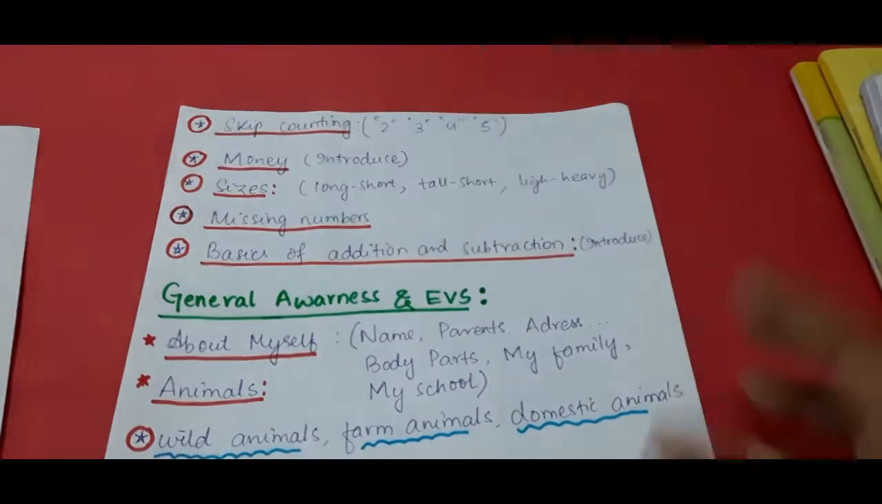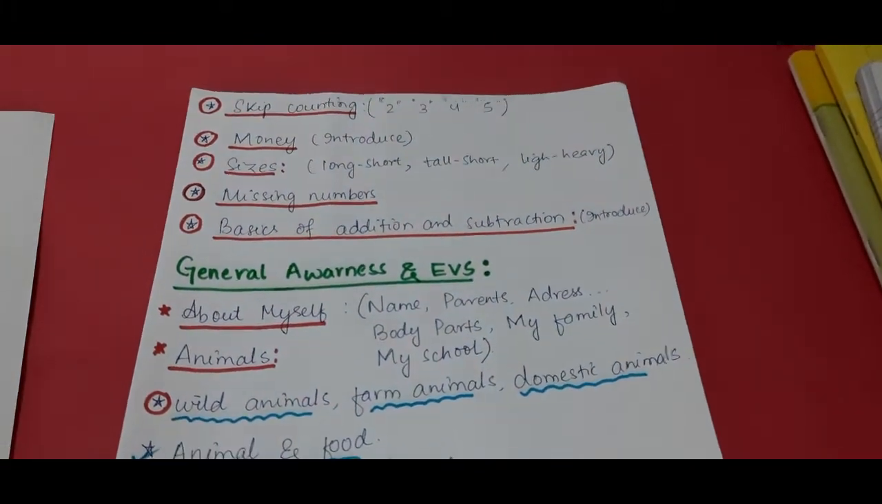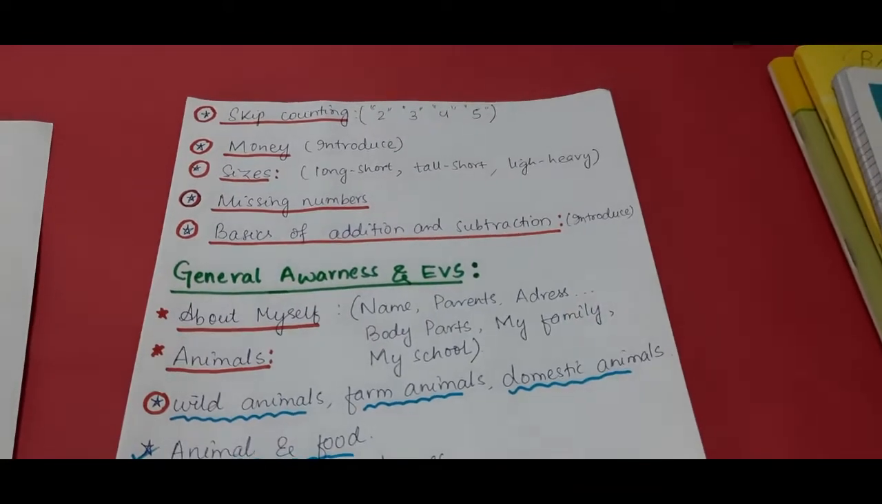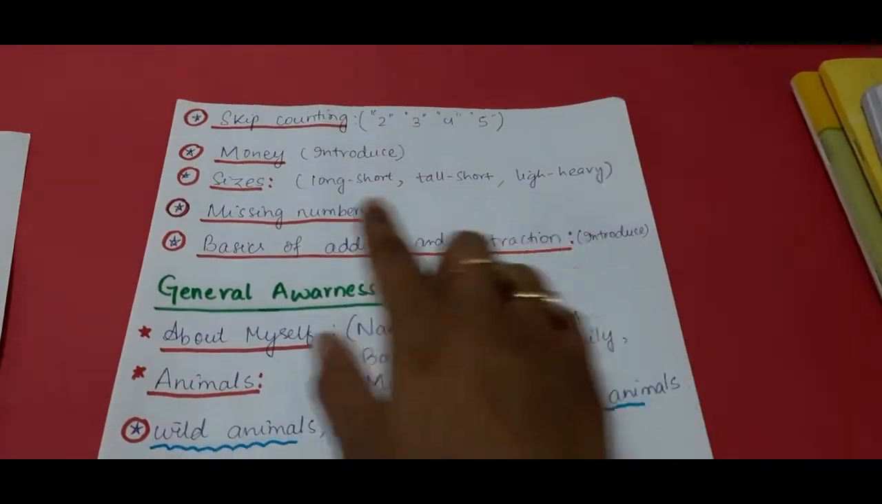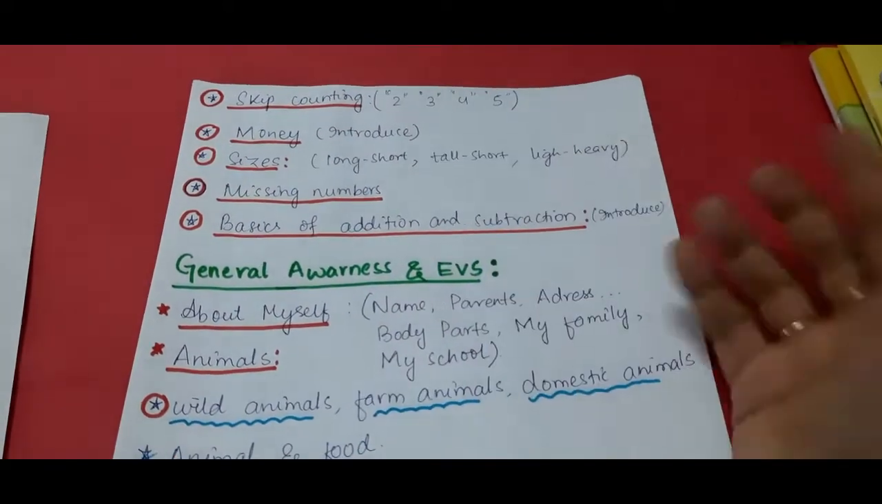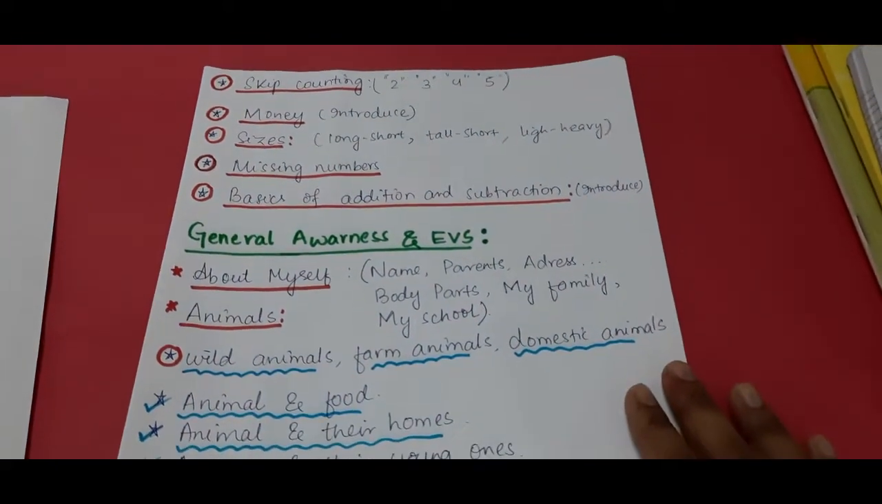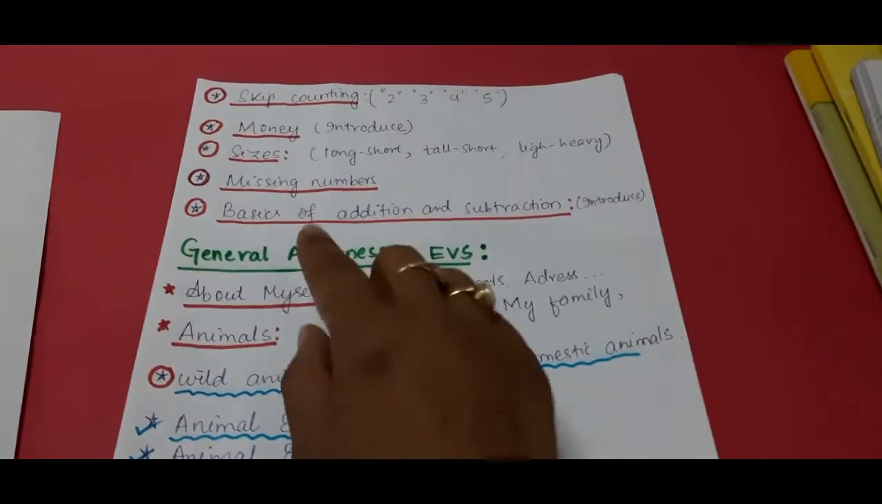We can introduce what money is. We can tell them if we go to the market, we generally need money for buying things. We can show the rupees and coins are called money. So just an introduction. Next is sizes: long, short, tall, light, heavy. These all we can tell them through activities only. Next is missing numbers.